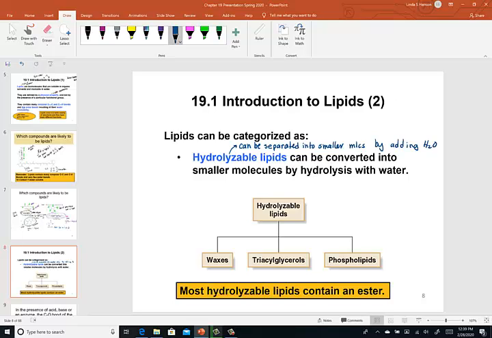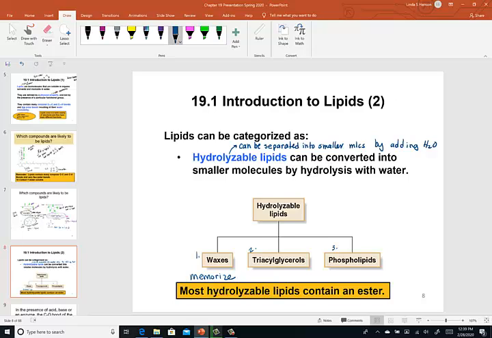There are 3 hydrolyzable lipids that I want you to memorize. I want you to remember that these are hydrolyzable, which means when I add water, I can break them down into smaller pieces. The first of those is a wax. We will be drawing waxes in section 3. We'll look at triacylglycerols in the next section, section 4, and phospholipids later on in the chapter as well.